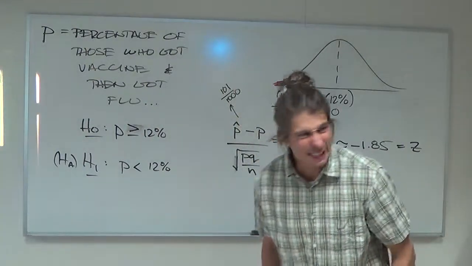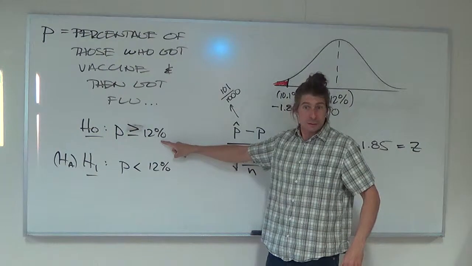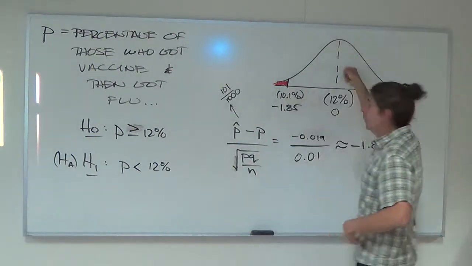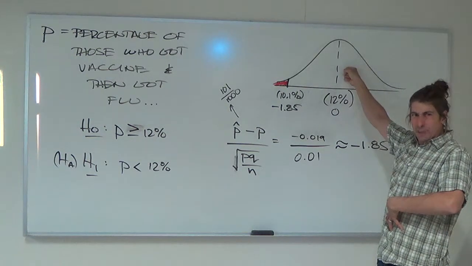You went into this study with a null hypothesis that your vaccine wasn't going to work. That's the opposite of what you're trying to prove, and you're going to see why right now. Here's the null curve, i.e. the vaccine doesn't work curve. Where did we land on this curve?